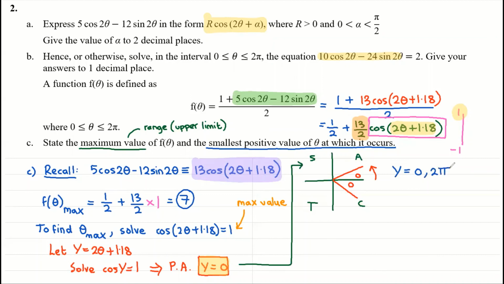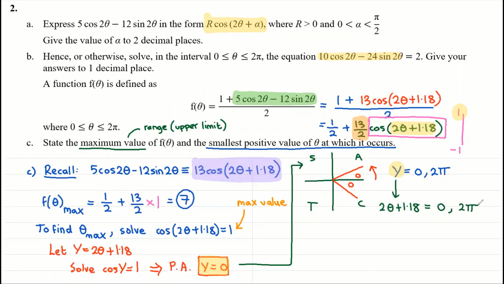Now, I don't think there's much point going any further, simply because one of those has got to be the least positive value of theta, because I'm going to be subtracting 1.18 and dividing by 2. So let's do that. We can now replace the Y here with 2 theta plus 1.18. I want to make this concrete so you can see what's going to happen. So 2 theta plus 1.18 at a maximum must be equal to 0 or 2 pi.